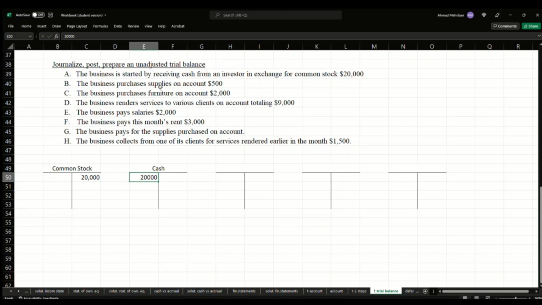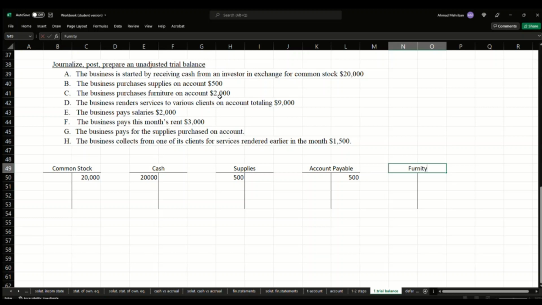The business purchases supplies on account, 500. So what happened is that they purchased supplies, right? Supplies have been purchased that are worth 500. They purchased it on account, meaning that now they owe someone, accounts payable $500. They owe to people, and they also bought furniture on account.